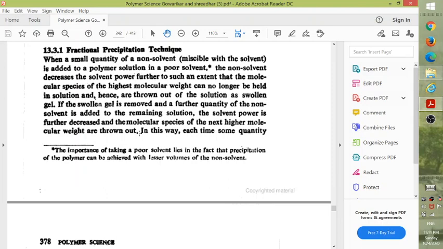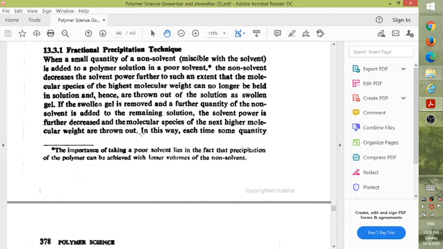Suppose the solid mass I got of the high molecular weight species, I took out that solid mass and then I again add more non-solvent to the solution. So the solvent power, the solubility power of that poor solvent, is further reduced now. Therefore the molecular species of the next higher molecular weight, which means it's second in position to the one which we have just separated, will be thrown out.